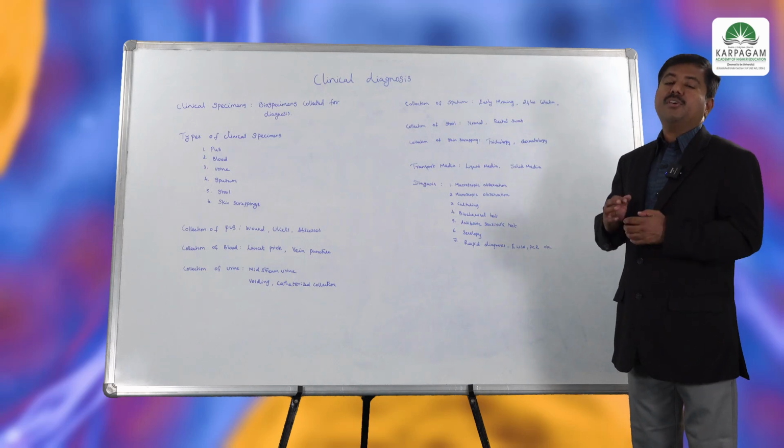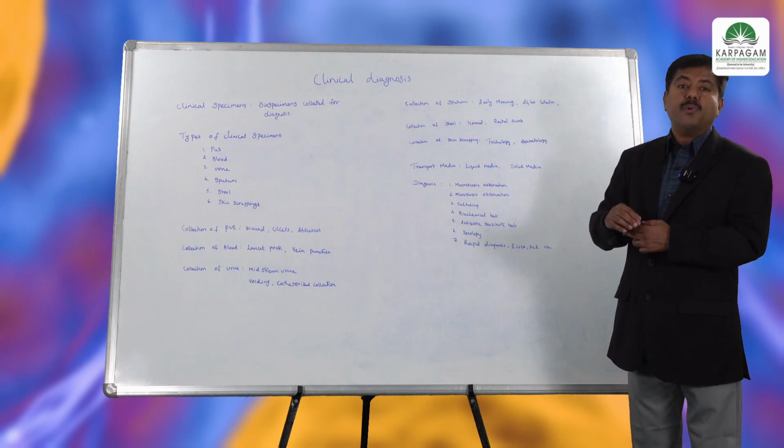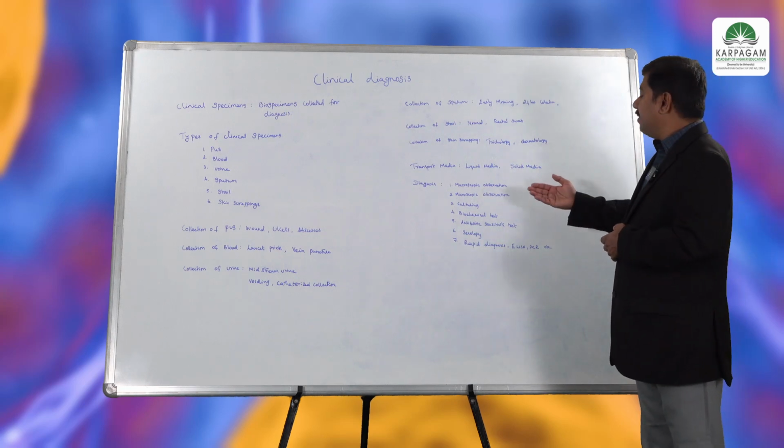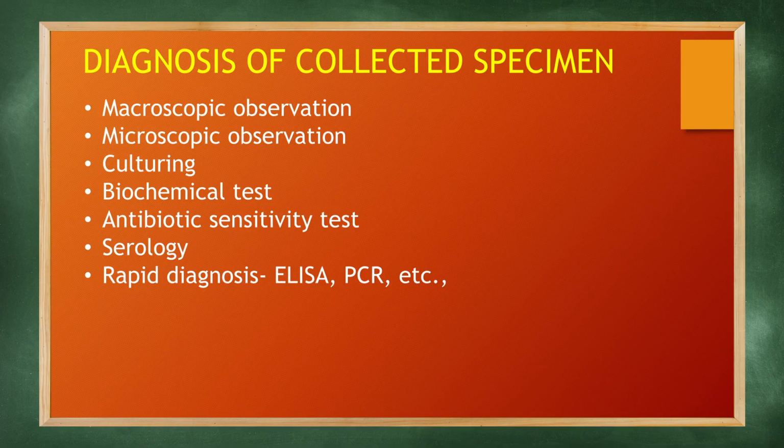This tells whether the organism is Gram positive or Gram negative, whether the culture is a mixed one, and what sort of properties it has. Everything comes under the microscopic observation. The third category is culturing.